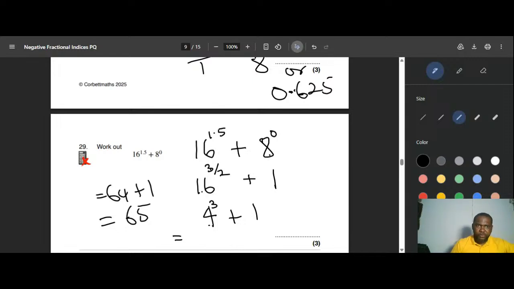Okay, so 1.5 means 3 over 2. 16 raised to power 3 over 2 means square root of 16, which is 4. Then 4 raised to power 3 plus 1. Any number raised to power 0 is 1. So 4 raised to power 3 is 64. 64 plus 1 is 65. Okay, I'm sure you get that now.